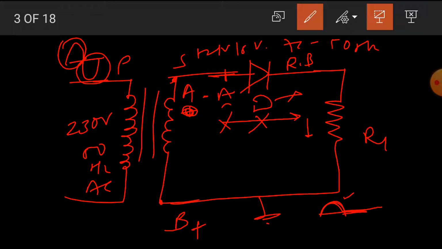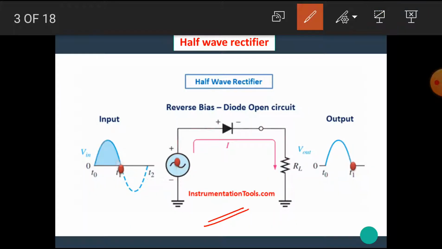When again the positive half cycle appears, then again point A becomes positive, point B becomes negative. Hence, diode D is forward biased, and in this forward bias condition, the current flows. That means we get again the positive half cycle. This is the working of the half wave rectifier. I hope you all remember this working.